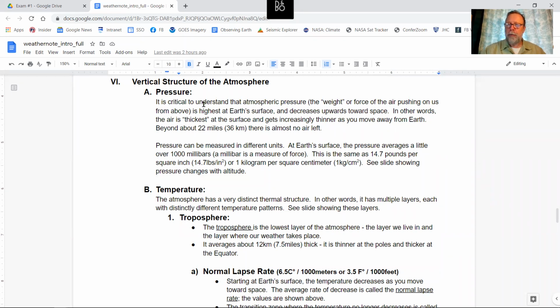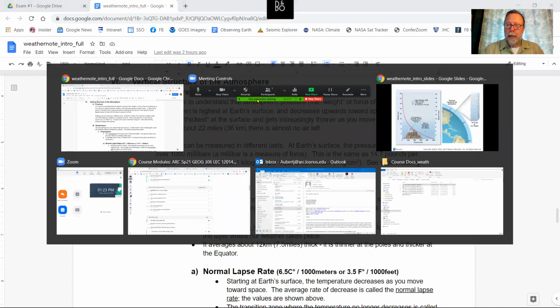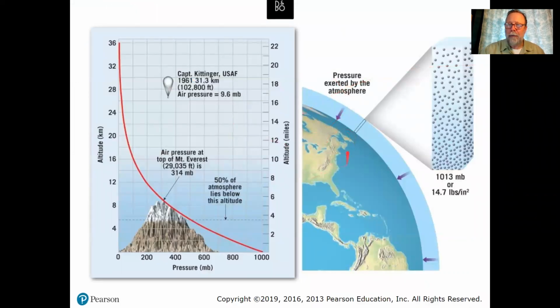And what is atmospheric pressure? It's the weight or the force of the air pushing on something, on you and me, on the ground, on a cloud. And the key thing to understand, as shown by this graphic, is as we move from the surface of the Earth toward space, pressure continuously decreases. Now, why does it decrease? It decreases because the density of the molecules decreases, how tightly packed they are together.